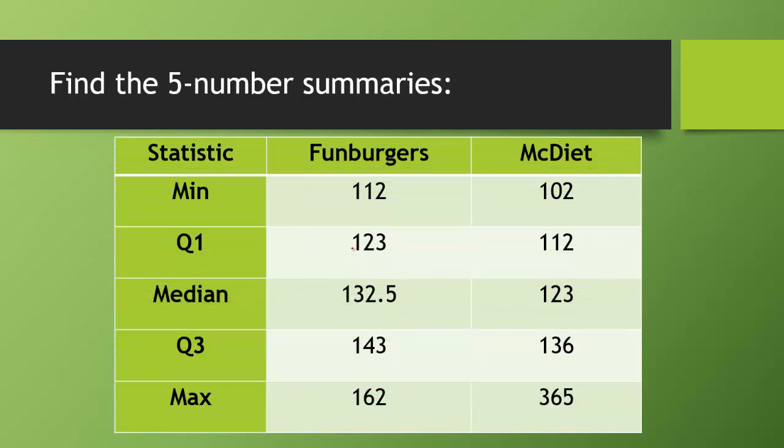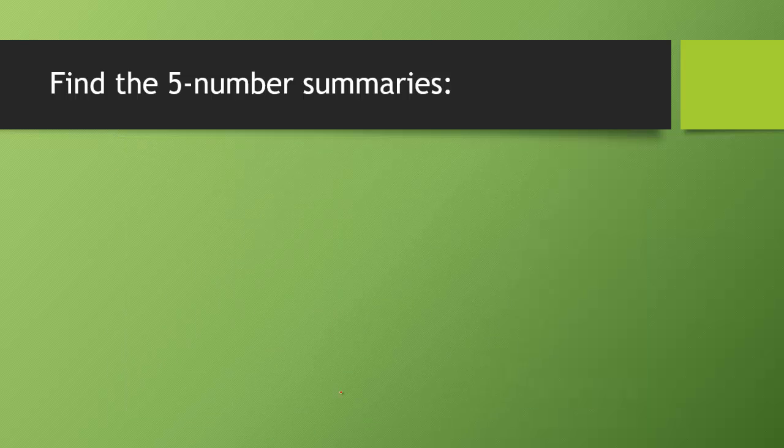For Fun Burger, we had a minimum of 112. Our lower quartile was 123. Our median was 132.5, and you're wondering, I didn't see a .5 in there, so how did you get that? Give me a second, I'll explain it. The upper quartile was 143, and the maximum was 162. So what I did was, I'm going to go back real quick.